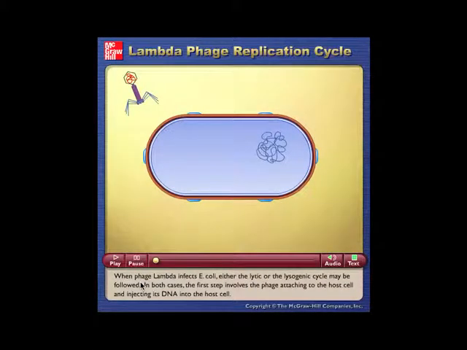Now let's look at the lytic and lysogenic cycle. When phage lambda infects E. coli, either the lytic or the lysogenic cycle may be followed. In both cases, the first step involves the phage attaching to the host cell and injecting its DNA into the host cell.